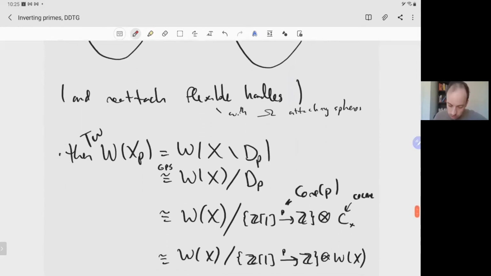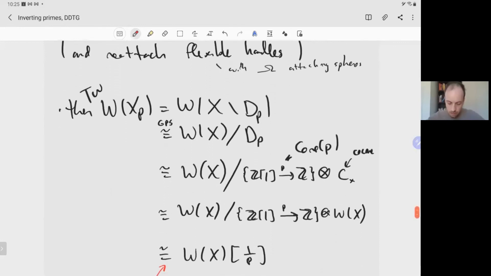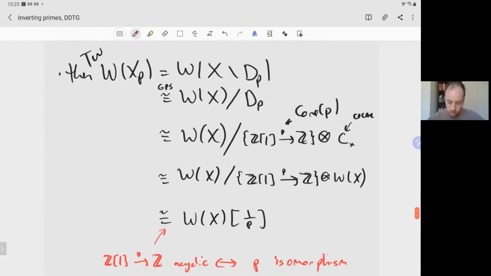And since the cocores generate, what you have is you're localizing, in fact, by the whole Fukaya category of X tensor this complex. And the claim is that this is actually isomorphic to the Fukaya category of X with 1 over P inverted. Because when you're forcing this chain complex to be acyclic, that just means you're forcing P to be an isomorphism. Forcing P to be an isomorphism just means that you're inverting P.